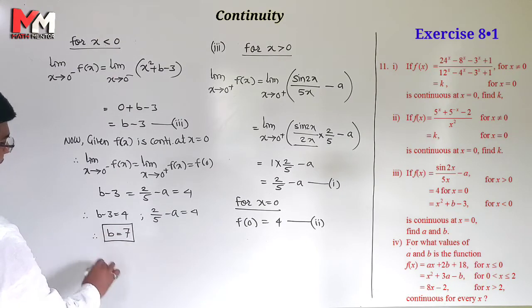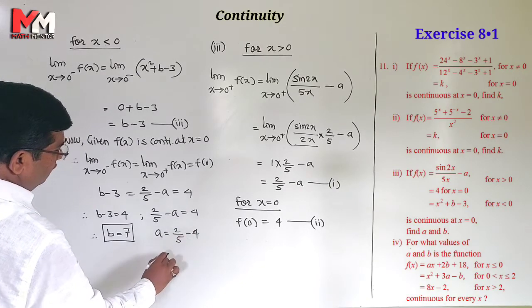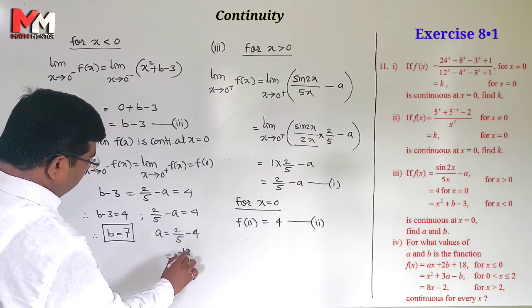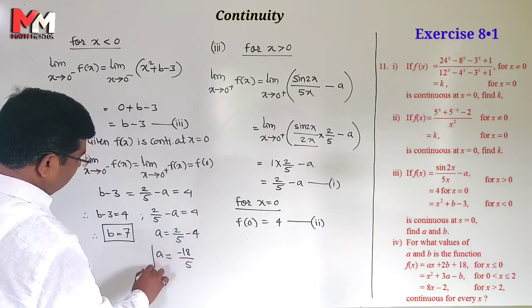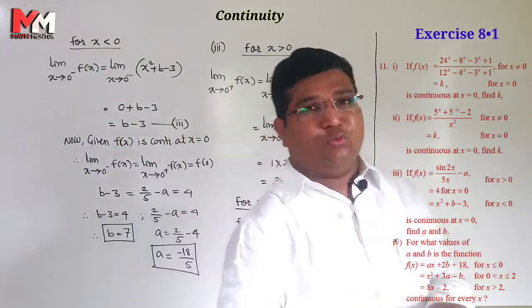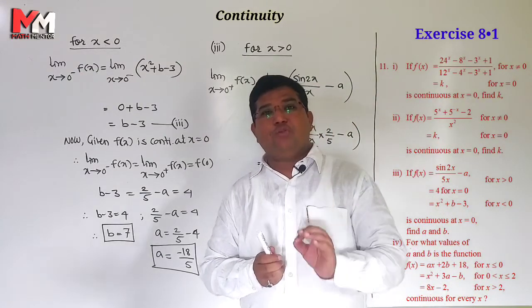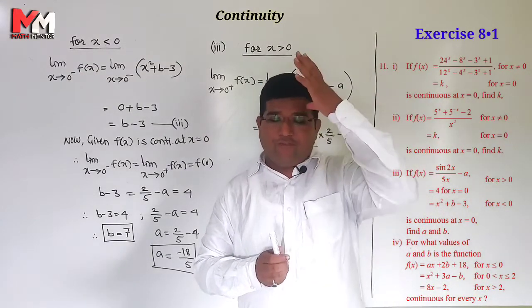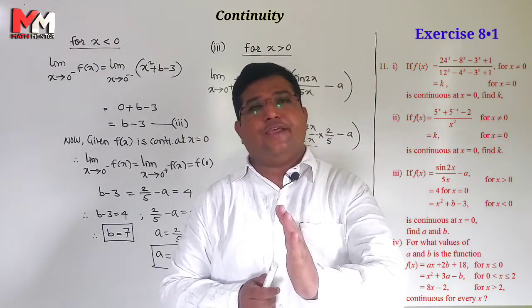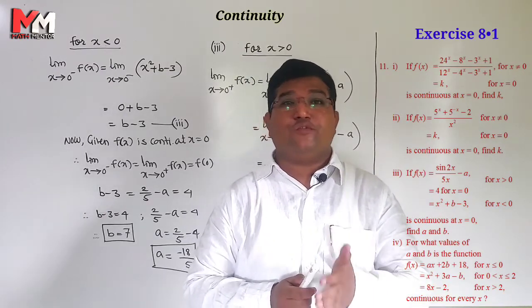This is the first value. a is equal to 2 by 5 minus 4. So 2 minus 20 is minus 18, minus 18 by 5. This is the value of a. So a is equal to minus 18 by 5 and b is equal to 7. These are the values of two unknowns a and b when the function is continuous at x is equal to 0. Okay, so this is the third example of question number 11. I hope you understand the complete solution of this example.